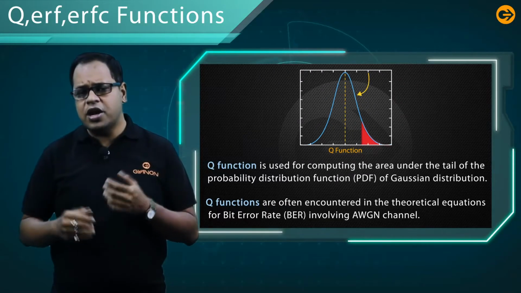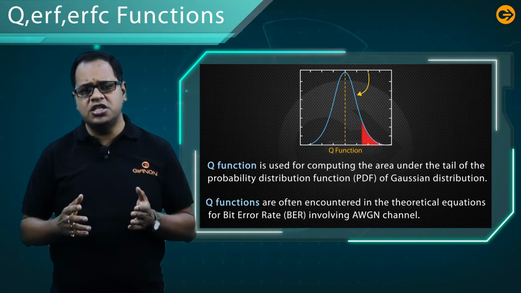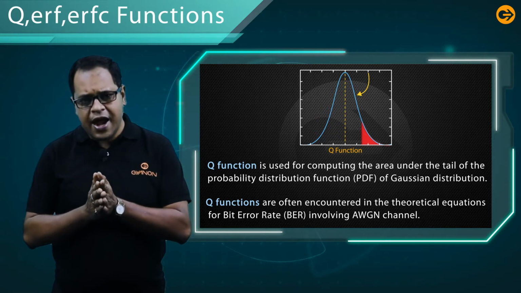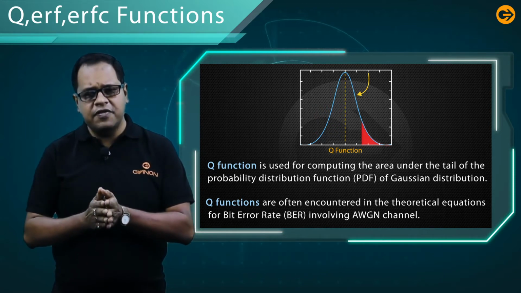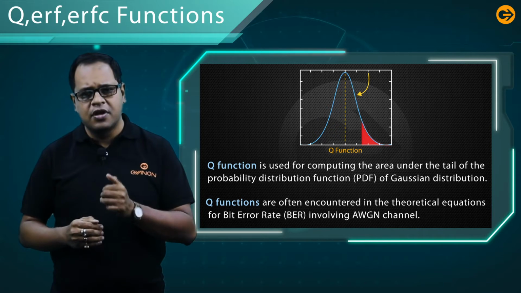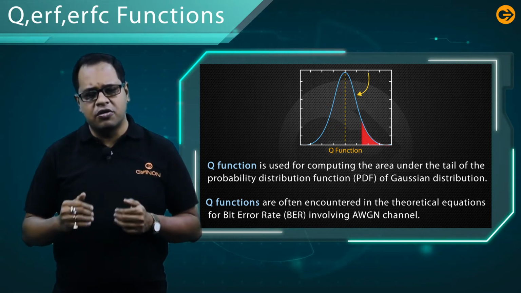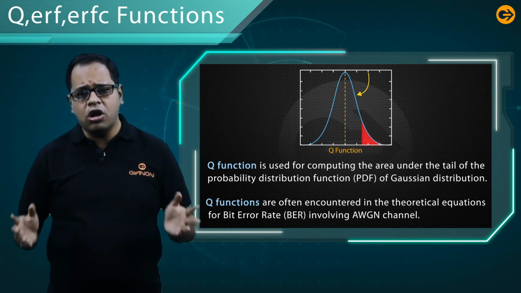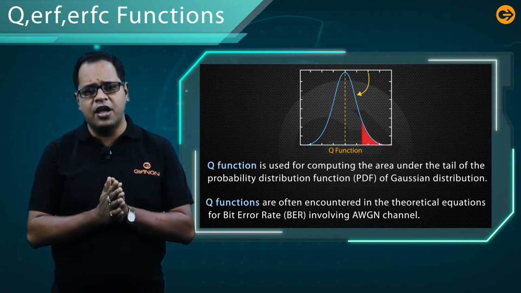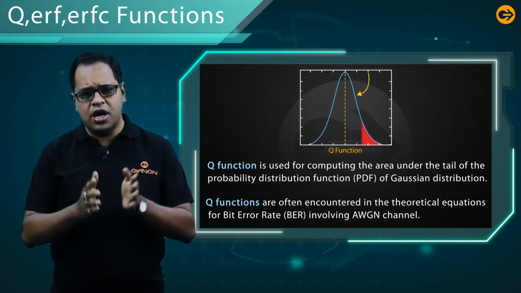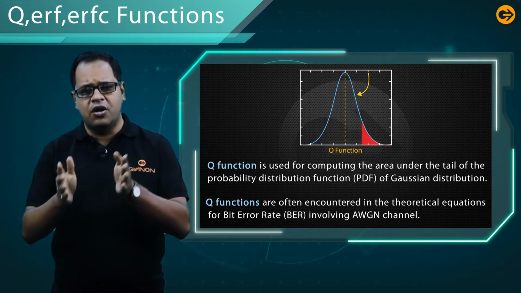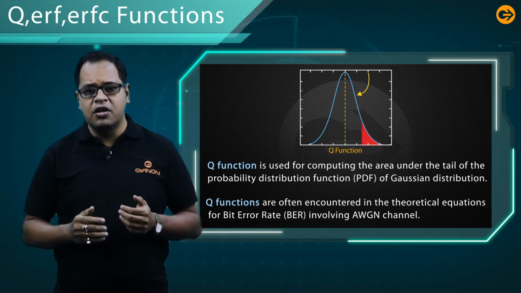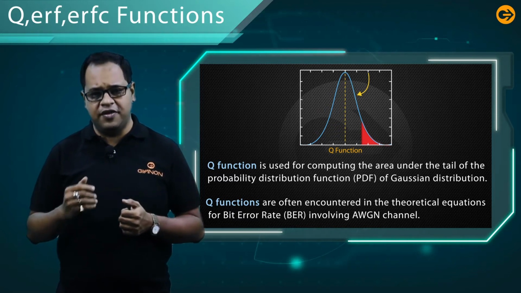What is an AWGN channel? AWGN is additive white Gaussian noise. Why additive? Because noise is additive in nature. The characteristic is Gaussian, so the term Gaussian is introduced. And why white? Because all noise components are present. That's why the total name is additive white Gaussian noise. The Gaussian process is the underlying model for an additive white Gaussian noise channel.